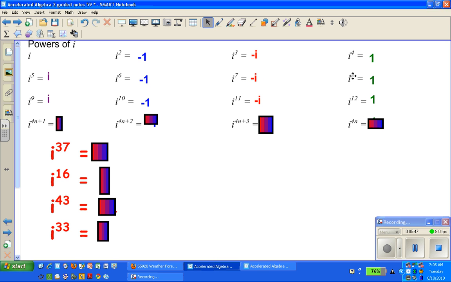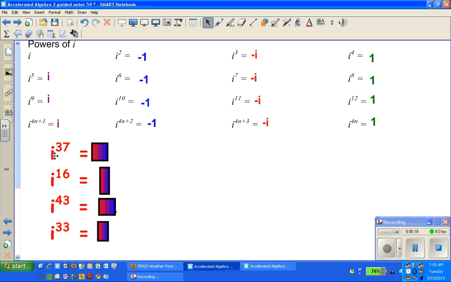In other words, if your exponent's a multiple of 4, you're always going to get a 1 when it's an i to a multiple of 4. If your exponent is 1 more than a multiple of 4, and that's what we're saying with this plus 1 here, you're always going to get an i. If it's 2 more than a multiple of 4 like these, and that's what we're saying with the plus 2, it's always a negative 1. If it's 3 more than a multiple of 4, then you always get negative i.